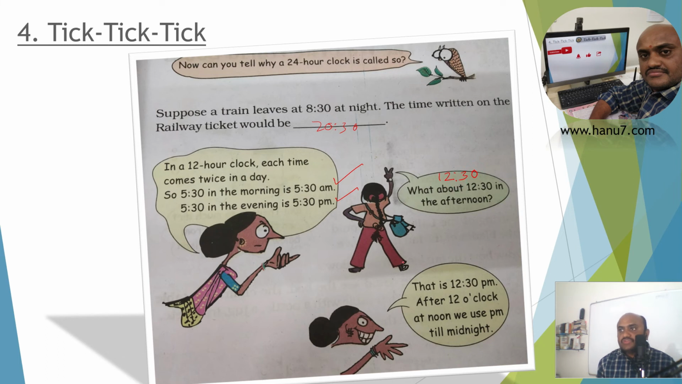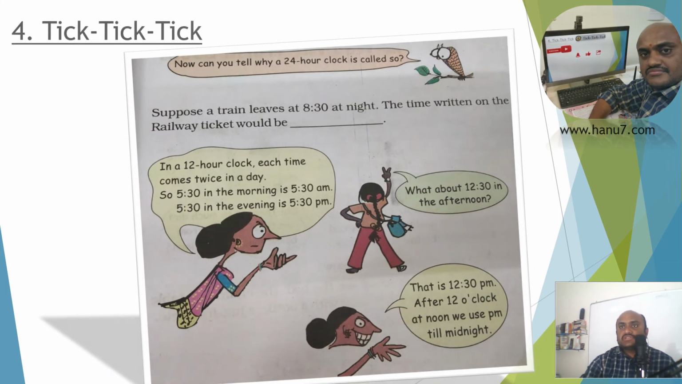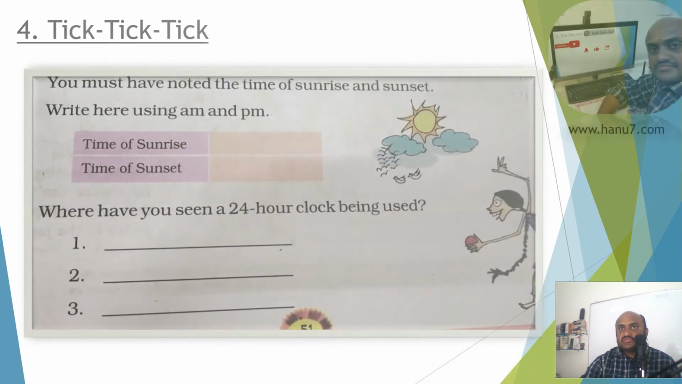Okay, so 12 noon is 12, and after that we will be using PM in a normal 12-hour clock, but in a 24-hour clock we will continue. So 12:30, then after that we will get 13 instead of 1. So that is 12:30 PM after 12 o'clock, right? So at noon we use PM till midnight. So I explained just now. So this is about chapter 4.